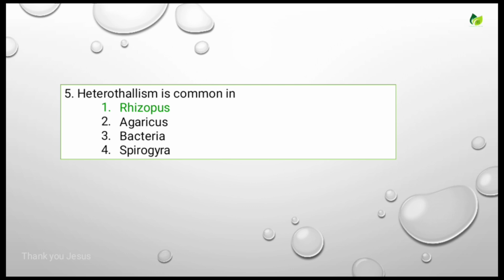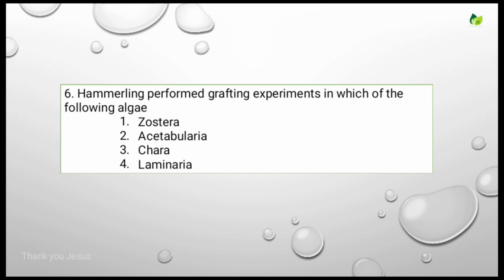Okay, so coming to the next question. Hammerling performed grafting experiments in which of the following algae? Options are Zostera, Acetabularia, Chara, Laminaria. So the correct answer is Acetabularia. Okay, so let's see the next question.